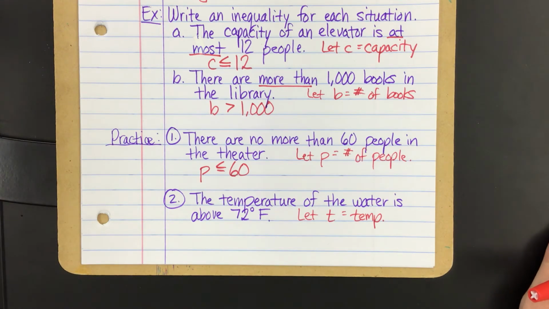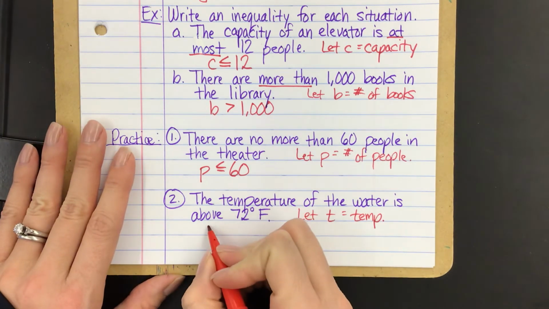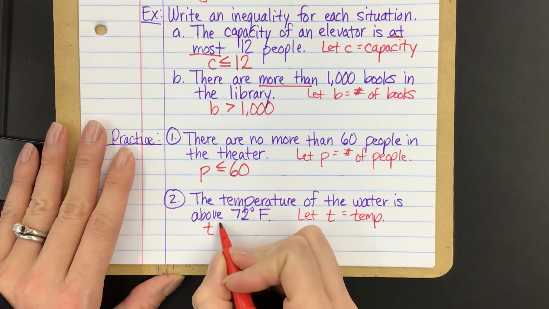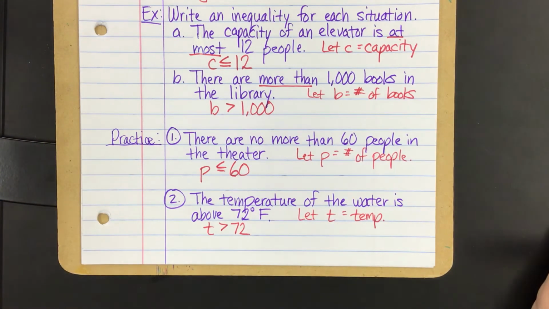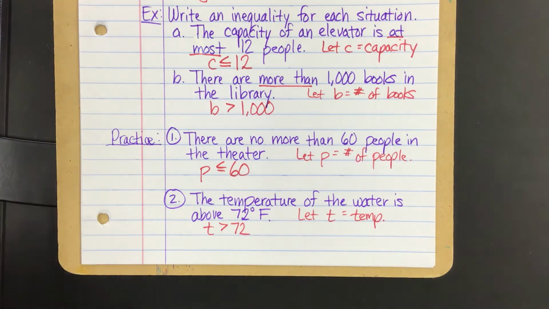Let's see, number 2. Go ahead, Ishan. T is more than 72 degrees Fahrenheit. Awesome. Because it says that it's above 72. It does not say that it can be 72. Any questions for me before we move on to graphing?